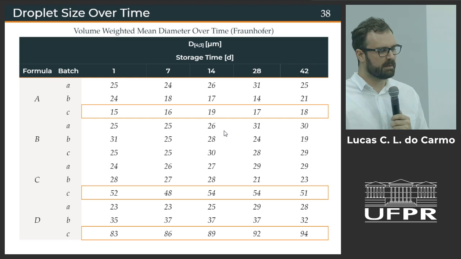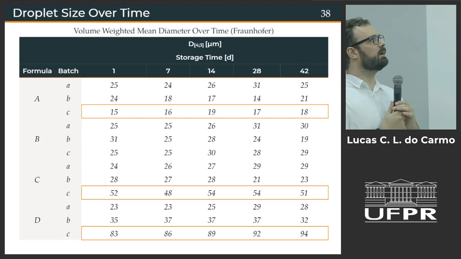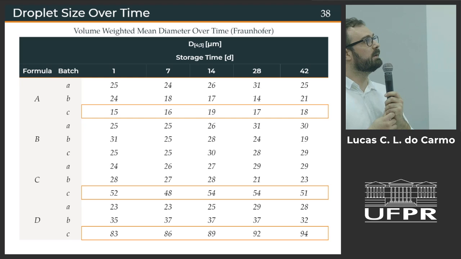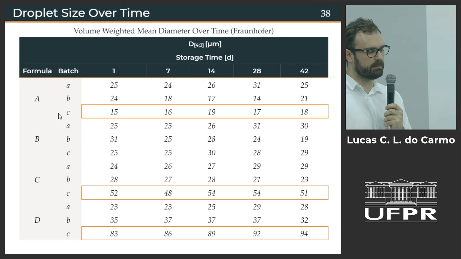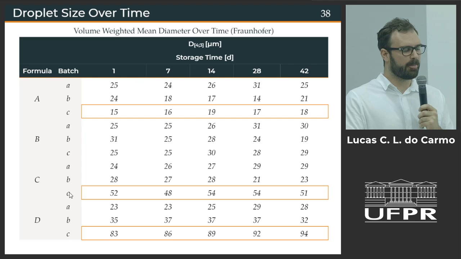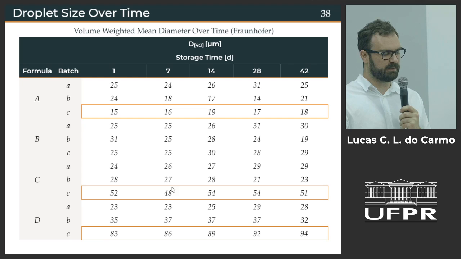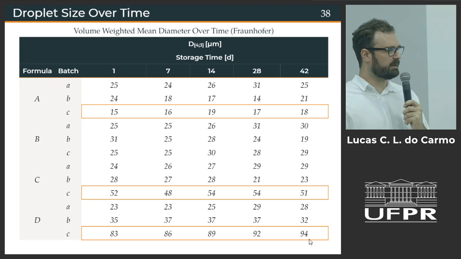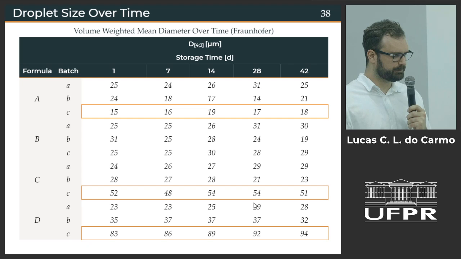We also saw that there is some difference in the batches when we take the volume weighted mean diameter of these formulations. We see that batches have different mean sizes. So for batch C of formula A, we have somewhat smaller sizes than the other batches. For batch C of formula C, we have larger sizes over the storage time. And for formula D, we see that batch C has even larger sizes when compared to batches A and B. And this is obviously noticeable because it had separated phases under 24 hours of storage. So it was expected that we saw large aggregates on this formula.